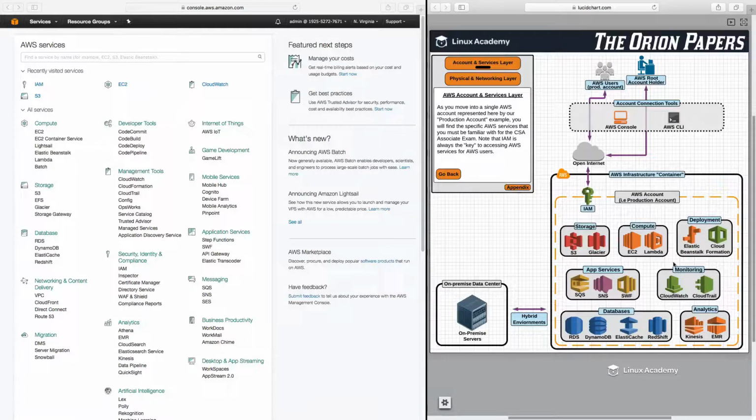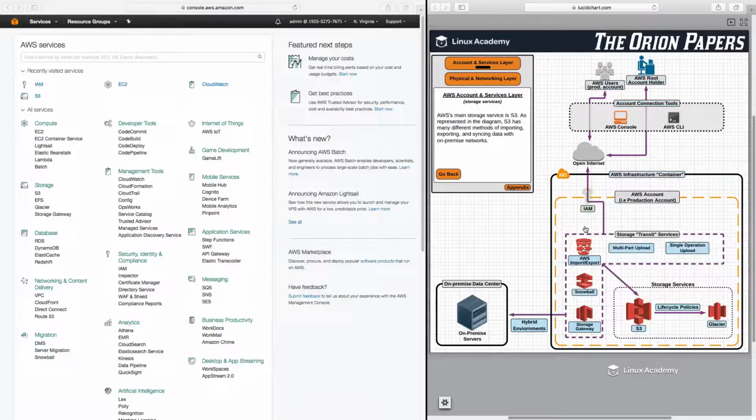So that is what's represented here by the AWS account and services layer. It's how AWS is organized, how we access it, and how we manage services from an account standpoint. Moving on from here, if you want to dive in and learn about any one of these service groups, for example, you can click on storage, and it will take us to lessons on S3 and Glacier and all the various ways that information can be moved in and out of S3.